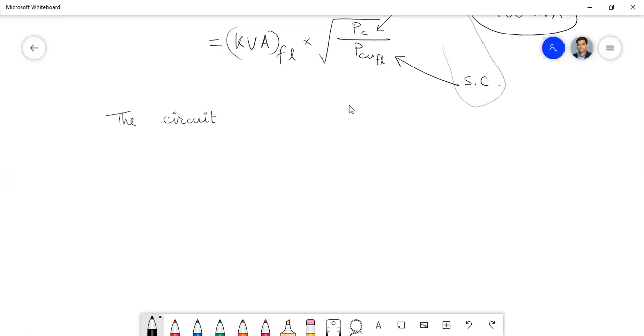electromagnetic device which is very much used in electrical power systems for more than 100 years. Okay, so therefore it's a very important electromagnetic device. So let us just write down the numerical problems.